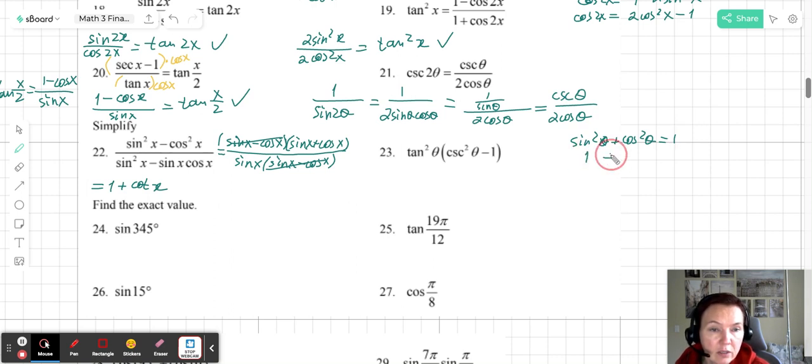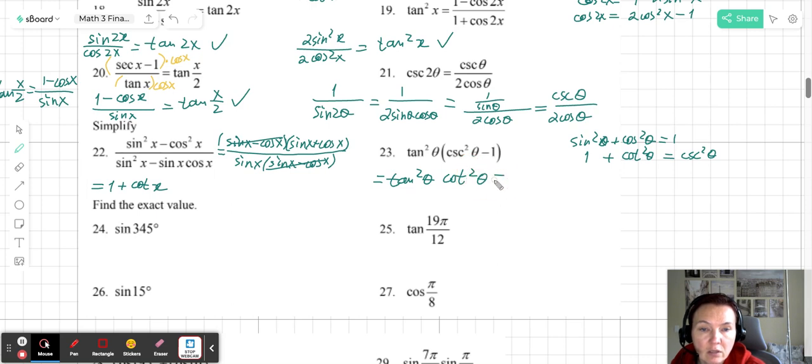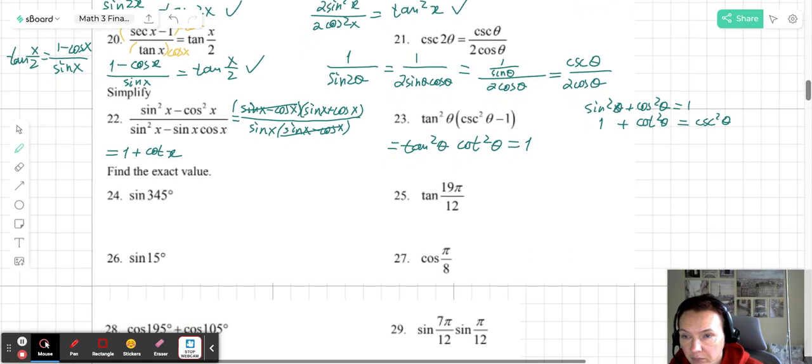So you get 1, cosine over sine, that is cotangent squared, and then on the right you have cosecant squared theta. So if you subtract 1 from both sides, you will get cosecant squared theta minus 1 equals cotangent squared theta. So the parenthesis equals cotangent squared theta. So now you're multiplying tangent squared times cotangent squared, and that has to be equal to 1, right? Because sine over cosine times cosine over sine.